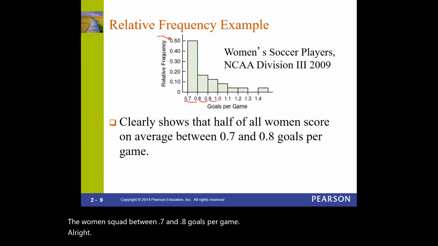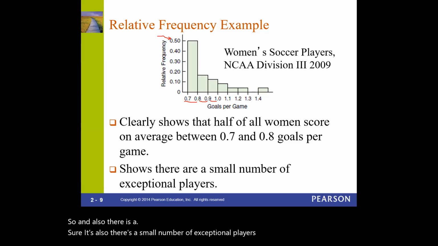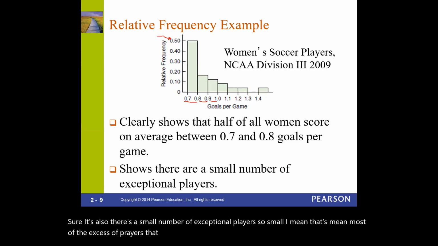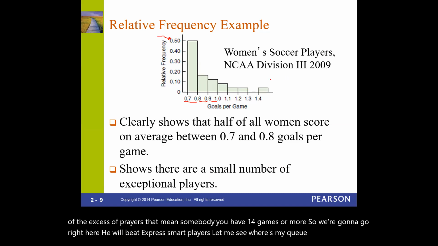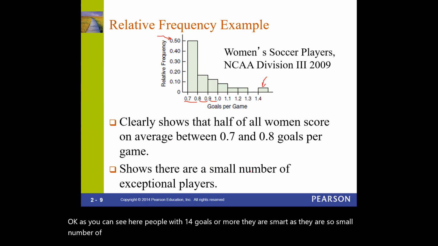Okay. And also there's a small number of exceptional players. By exceptional players, I mean somebody with 1.4 goals per game or more. So we're going to go right here. Here will be the exceptional players. Let me see, where's my cursor? Okay, as you can see here, there's a small number of people with 1.4 goals or more. But most of the women will have 0.7 or 0.8. I mean, 50% of them will have goals between 0.7 and 0.8 based on the graph that is given to me.